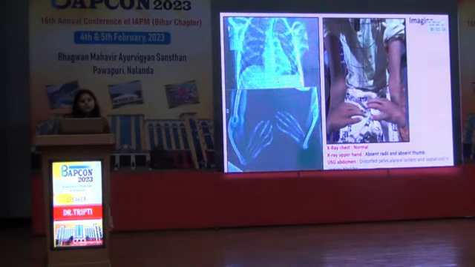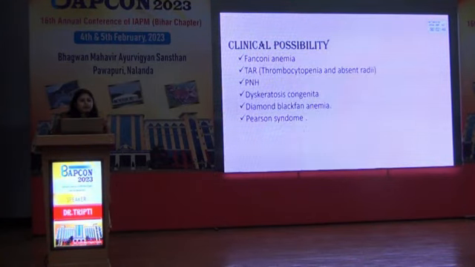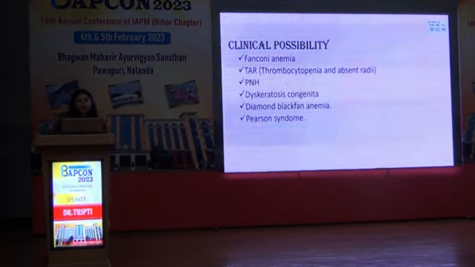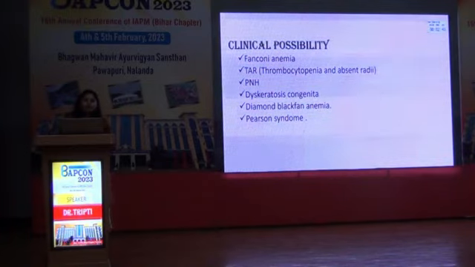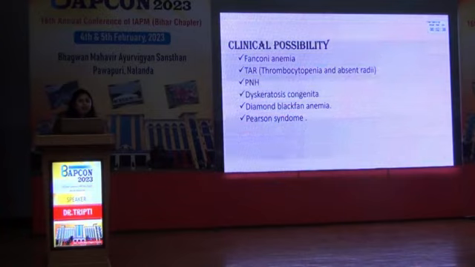In imaging study, we saw a normal chest X-ray. In the X-ray of the upper limb, we noticed that he had absent radii in both hands and absent thumb. In the ultrasound report, there was a distorted pelvicalyceal system and septations in the urinary bladder. Taking into account these findings, a clinical possibility of Fanconi anemia, TAR, PNH, dyskeratosis congenita, and Diamond-Blackfan anemia with Pearson syndrome was made.